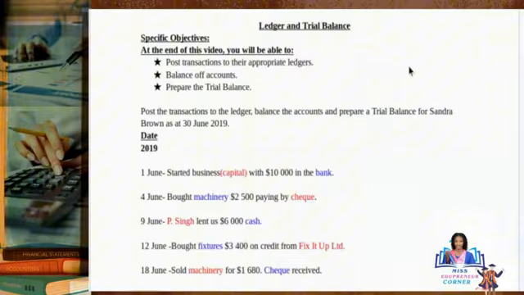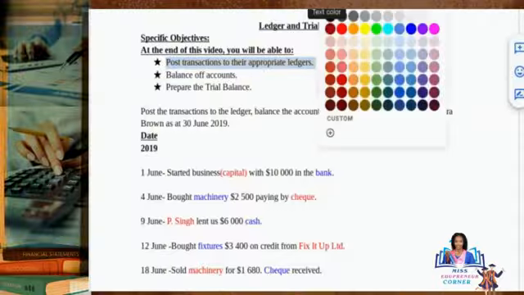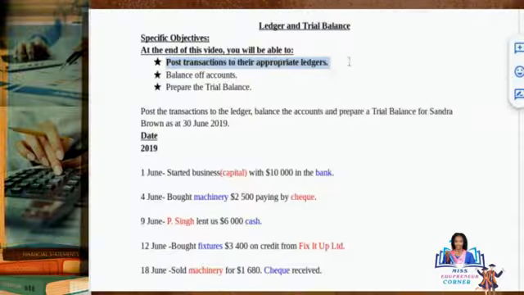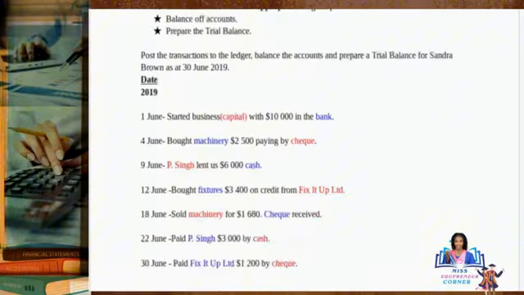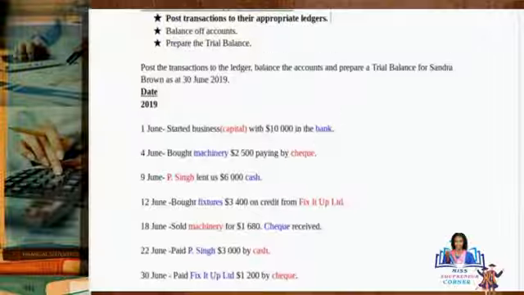Alright, so now we would have completed objective number 1. So we would have posted all these transactions to their appropriate ledger. And we only made use of the general ledger because no transaction would have shown wherein goods were taken from supplier on credit, and none would have shown wherein customers would have taken goods from Sandra on credit. So we did not use the purchases ledger and we did not use the sales ledger. So we only made use of the general ledger. Alright, so moving on to objective number 2, we're going to balance off these accounts.